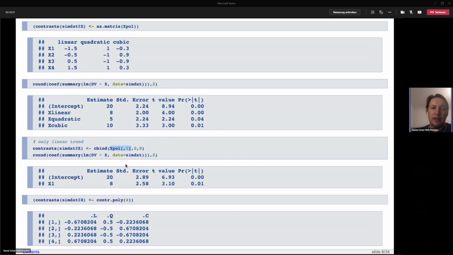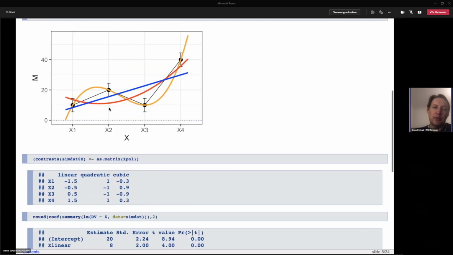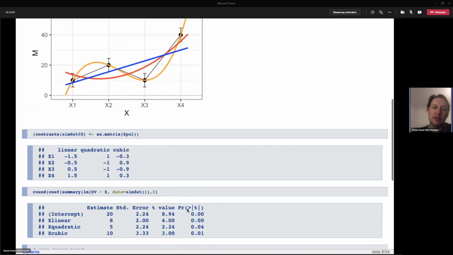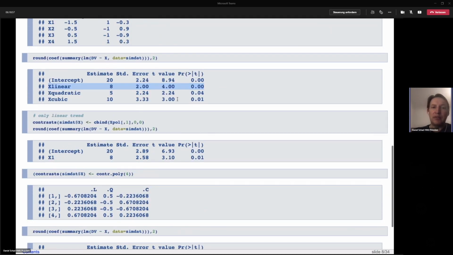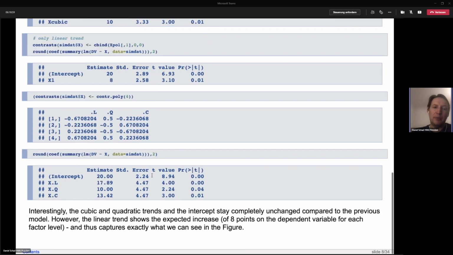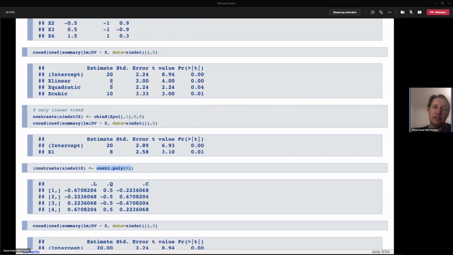If we estimate the model, we can see that when we just have a linear effect, this also has a slope, an estimate of plus 8. So in this plot, when we go one step to the right, we have to increase by 8 units. This tells us that this estimate of the linear effect is in fact accurate. So now we have the same test statistic that we have when we use this predefined contrast polynomial function. However, we have better interpretable estimates. So we can directly use these estimates as a measure of effect size. Okay.